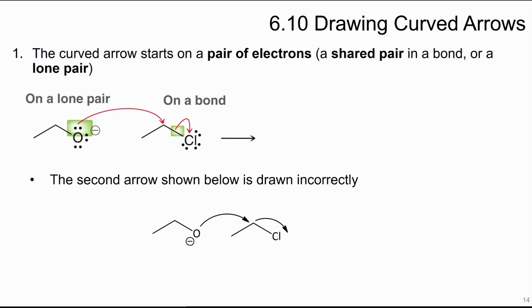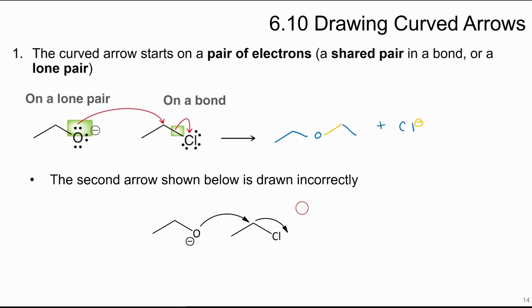So when we're drawing arrows, the curved arrow will start on a pair of electrons, which is a shared pair in a bond or a lone pair. So you can see on a lone pair, these electrons are going to form a bond here, and that one is breaking the bond, so that's leaving. So this is the new bond that is formed. And then we have plus Cl minus.